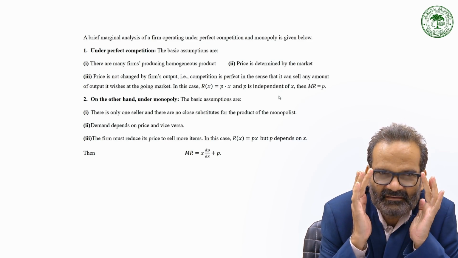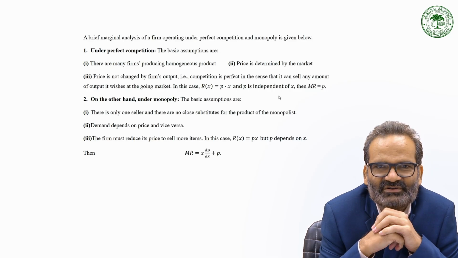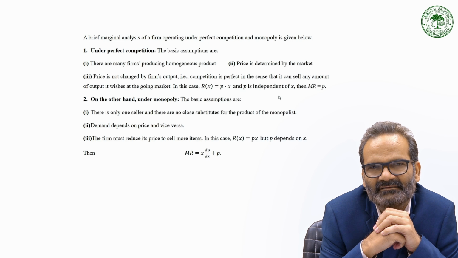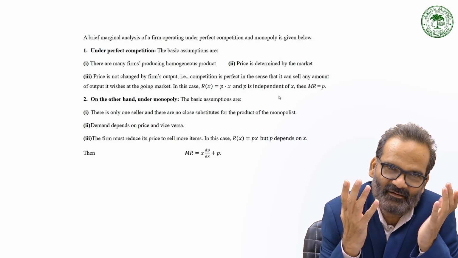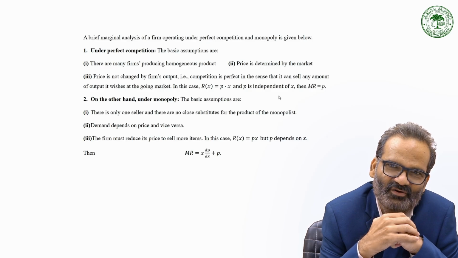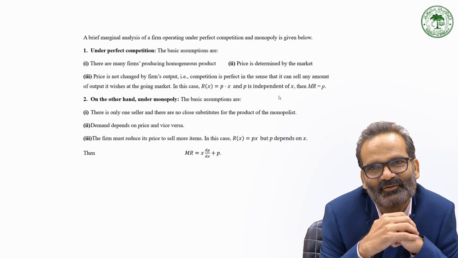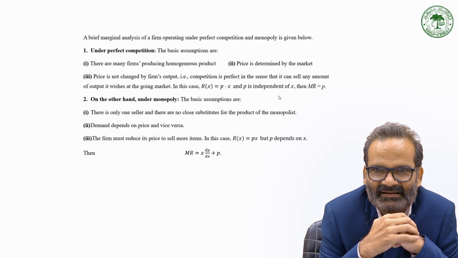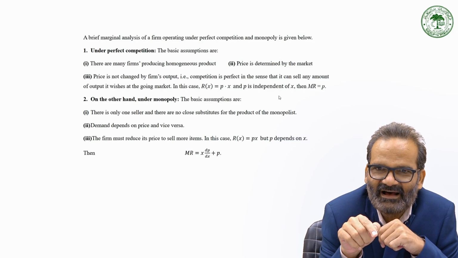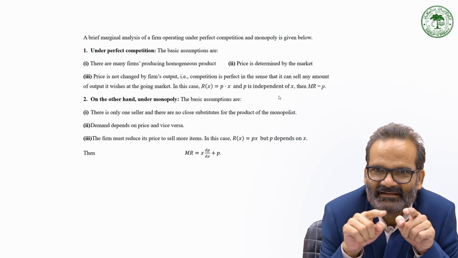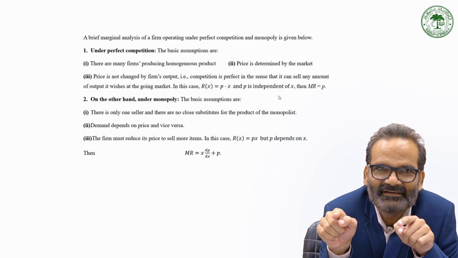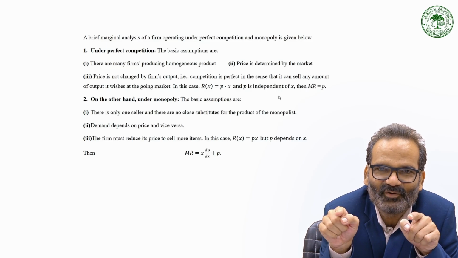What is the meaning of under perfect competition? Under perfect competition, our basic assumptions are there are many firms producing homogeneous products. So if there are many firms producing homogeneous products, the prices are not decided by the producer, rather the prices are decided by the market. And naturally, if prices are decided by the market, then the prices are completely independent of the quantity demanded in the market. Are you getting the point?